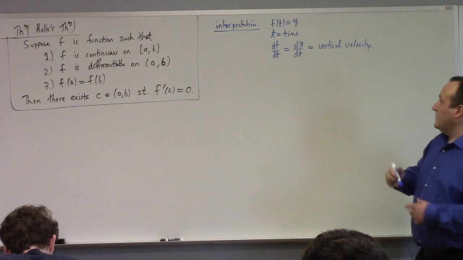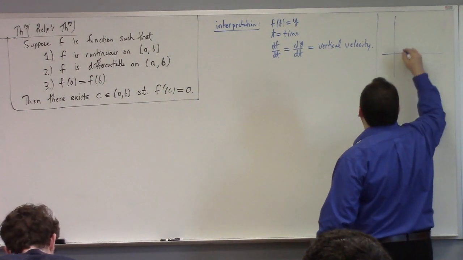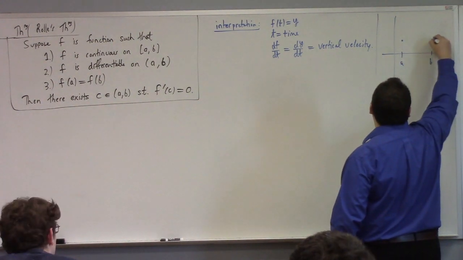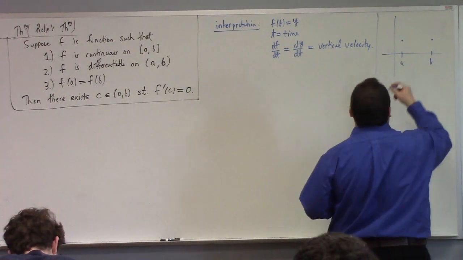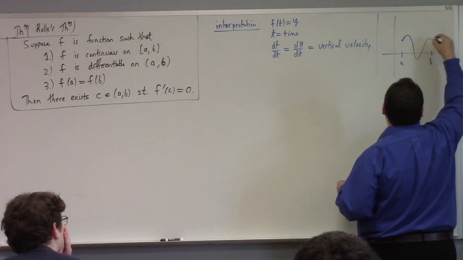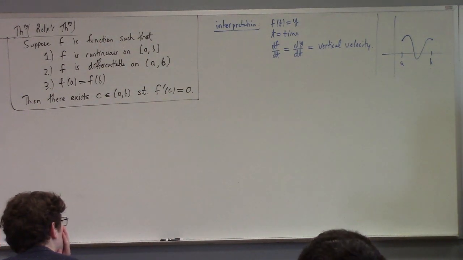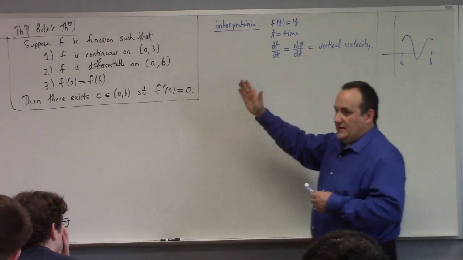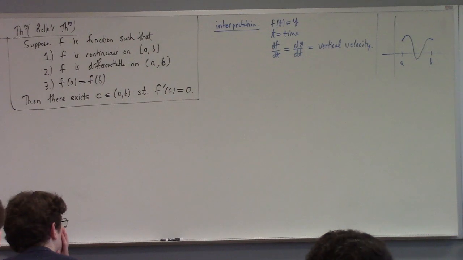If you wanted to draw a graph, it's very natural as well. So you've got A, you've got B. You've got a continuous function from A to B. I don't know what it does, but it could do all kinds of crazy nonsense. But it's got to be differentiable, right? So there has to be a point between A and B where you have a horizontal tangent. Do you guys see that?